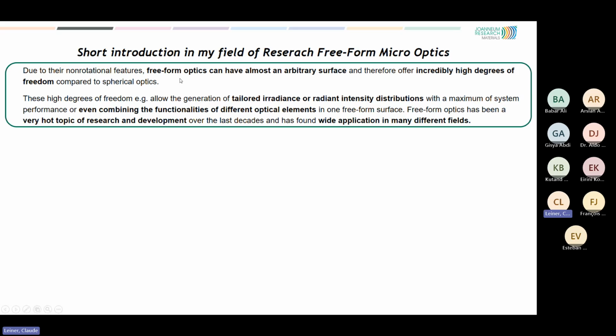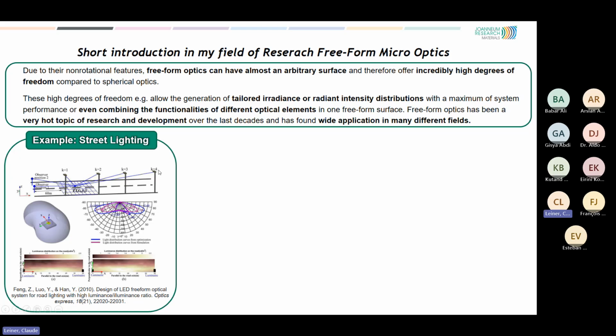I think everybody knows what freeform optics are. Freeform optics are optics where the optical surface is not defined by a mathematical function. For example, it is completely free. It is defined by the task the optics has to fulfill, and therefore you can make really tailored irradiance or radiant intensity distributions, and you have the highest degrees of freedom in optical systems with them.